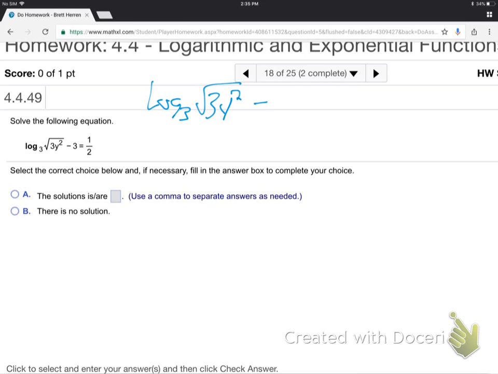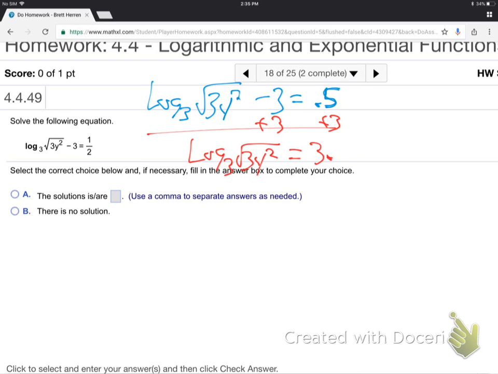I'll get there. What, -3? -3 is a half. Right away, I'd make that half 0.5. We don't need fractions. Make that a decimal, 0.5. Okay. And then what would you do first on this one? Add that 3 over, right? Let's just move that 3 over there. Just get rid of that thing. So we get log base 3 of the square root of 3y squared is 3.5. Good so far?